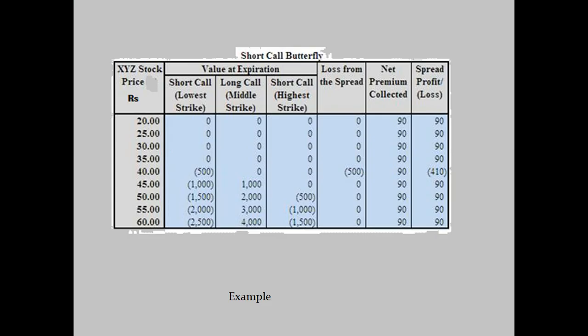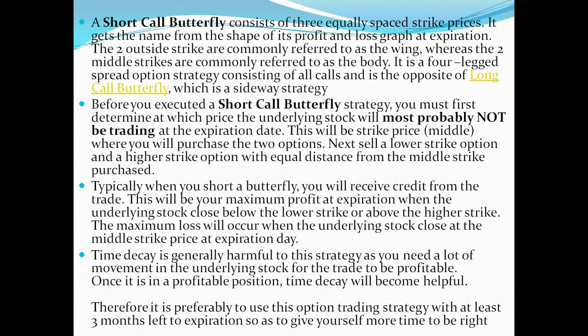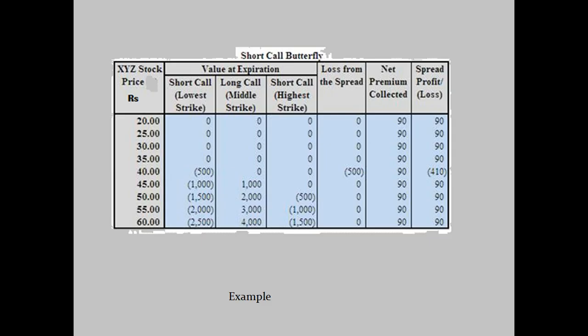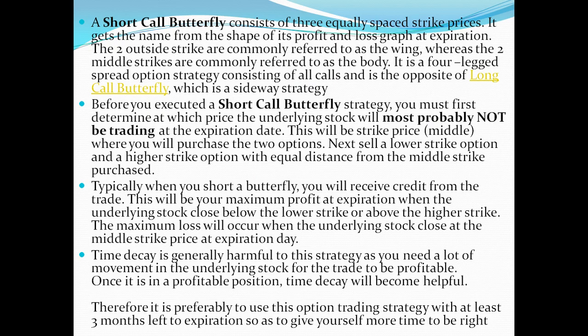So you see, this has been shown: how the price in between works and how we are getting profit and loss. You can correlate with the diagram, where it is given the stock price, value at expiration, loss from the spread, net premium collected, and spread profit or loss. So this is the example.